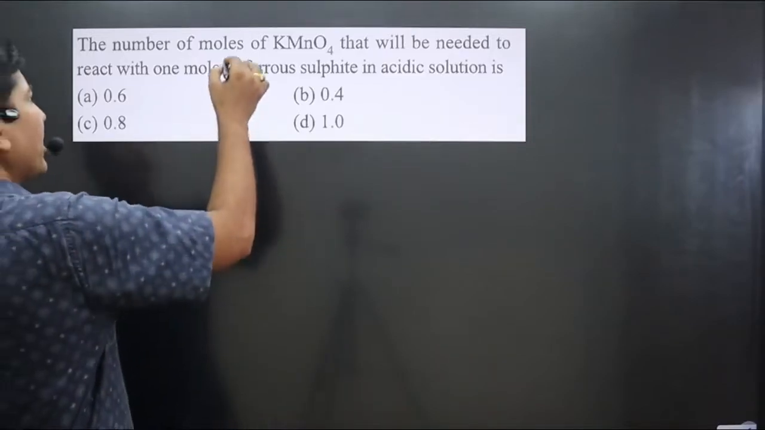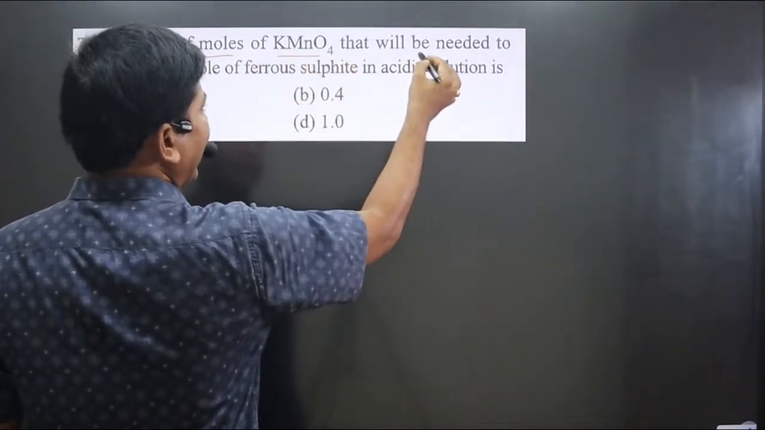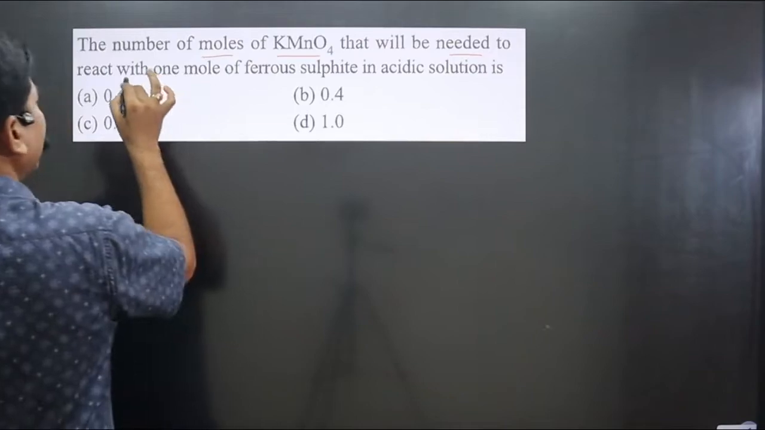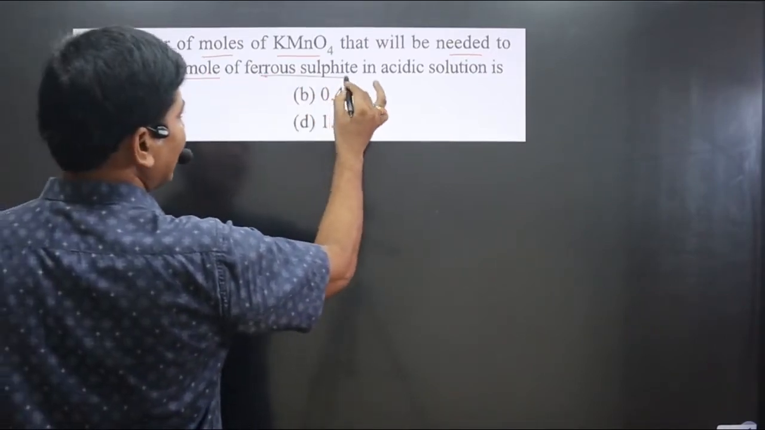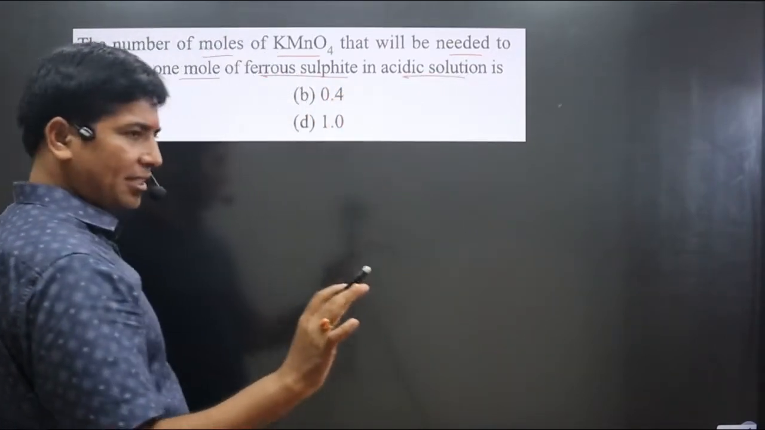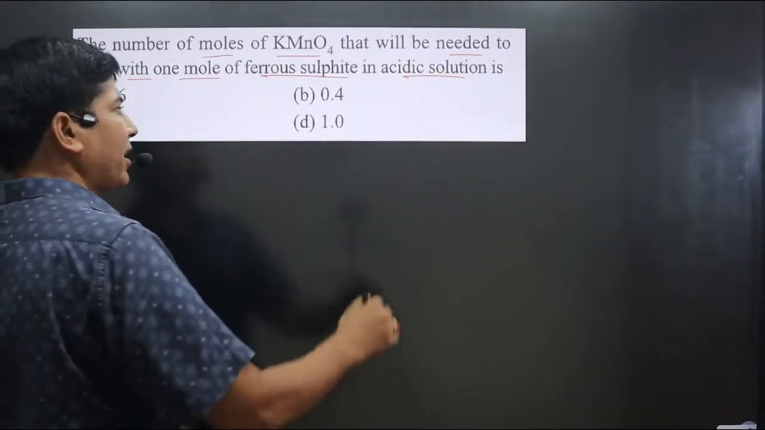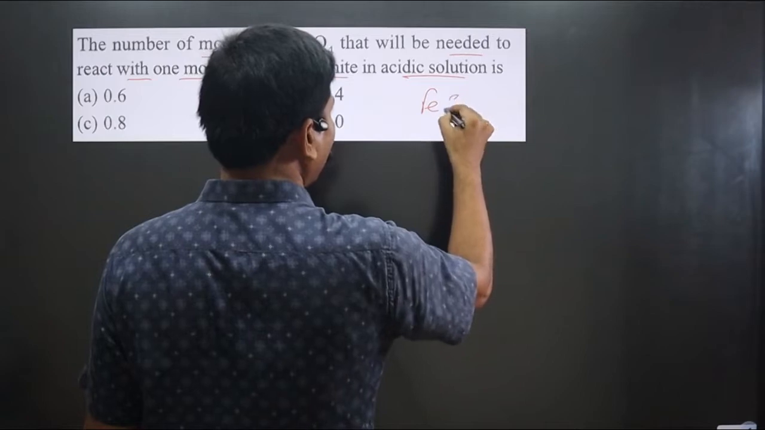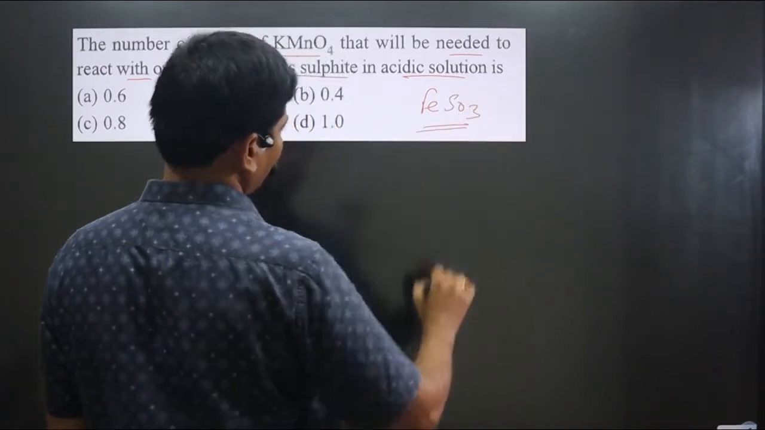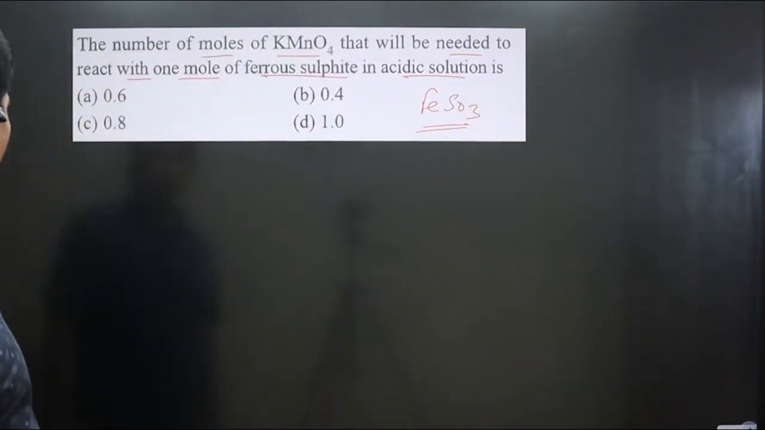The question says: number of moles of KMnO4 that will be needed to react with 1 mole of ferrous sulfide in acidic medium. The reaction is taking place in acidic medium. Keep in mind the chemical formula of ferrous sulfide, which is FeSO3. First of all, we write down the chemical reaction.